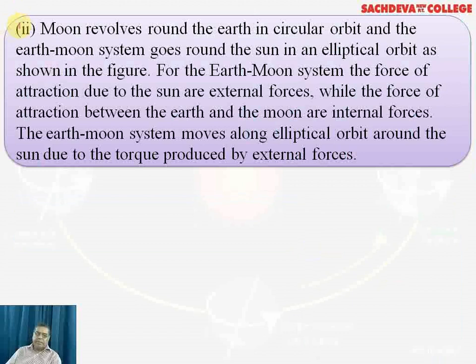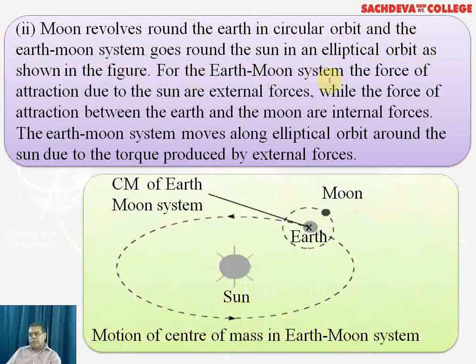Now we take another example, that is, the moon revolves around the earth and the moon and earth system revolves around the sun in an elliptical orbit. The moon revolves around the earth in a circular orbit and the earth moon system goes round the sun in an elliptical orbit. This is shown in the figure. For the earth moon system, the force of attraction due to the sun is an external force, while the force of attraction between earth and moon is an internal force, that is the force of gravity.